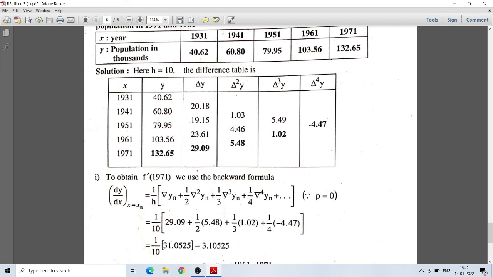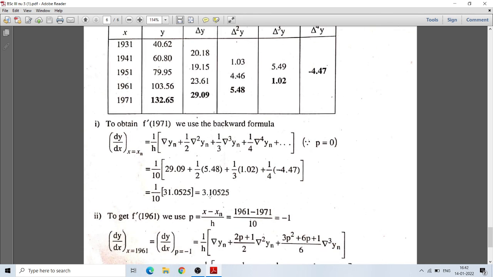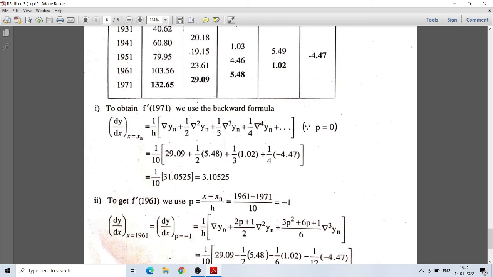Then 1/2 as it is, ∇²y1 is 5.48. 1/3 as it is, ∇³y is 1.02. ∇⁴y is minus 4.4. Now it is simple mathematics, some addition and subtraction. After simplification, we get 3.1052.